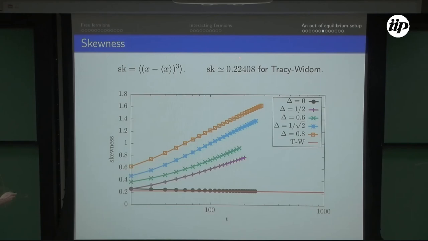And so then you can look at the distribution of the rightmost spin. If you compute this skewness as a function of interaction, you find that when delta is zero, which is the free fermion case, it seems to go very nicely to the Tracy-Widom one, and otherwise it seems to blow up. So this is on logarithmic scale, it could be that the t-axis is on logarithmic scale. It looks sort of not too far from linear. So it could be that this skewness blows up logarithmically.